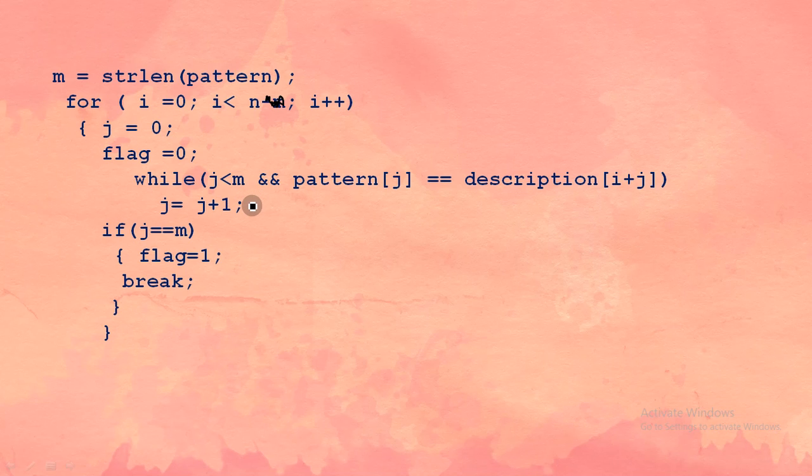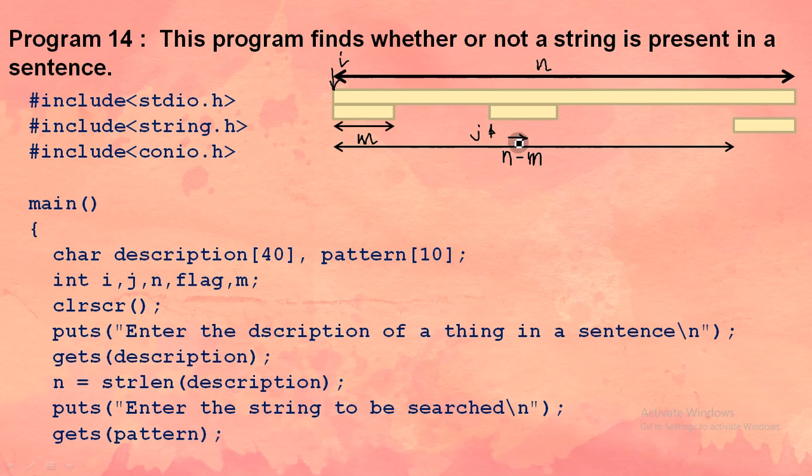Because j is a pointer, a probe which will move on the pattern, and pattern of j equal to description of i plus j, because i has already come somewhere to the midst, so it has to continue progressively. It is not like j. i can move up to n, but the number of comparisons happens to be n minus m till here. If the failure happens right in the first character, one comparison will happen. So in the best case, it is n minus m plus 1 comparisons.